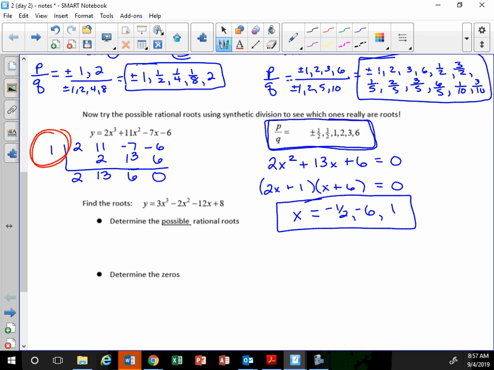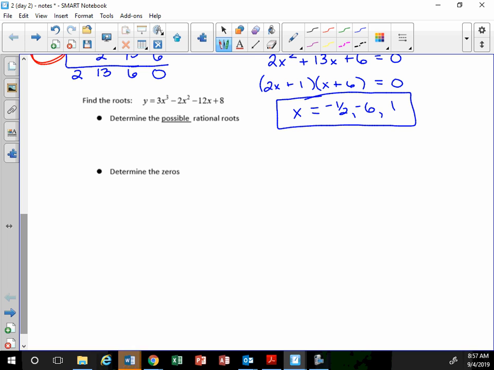Do you guys notice that all of those numbers are in your P over Q list? Okay. So if you had picked any of those for synthetic division, it would have worked. All right, so let's try again.